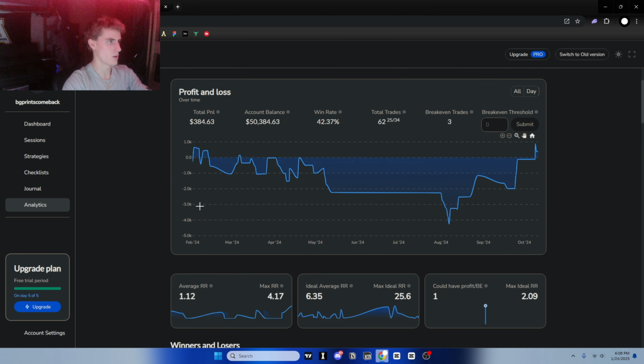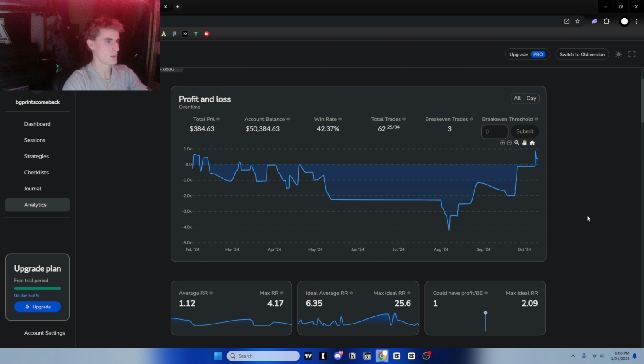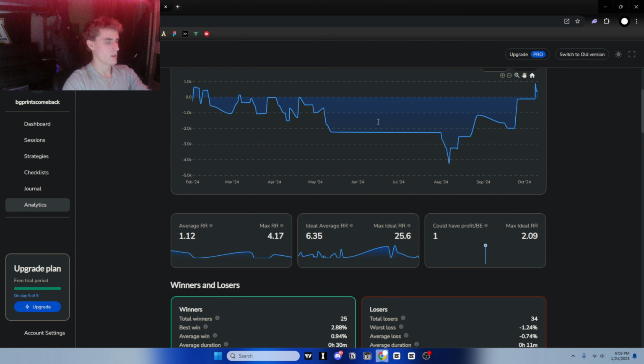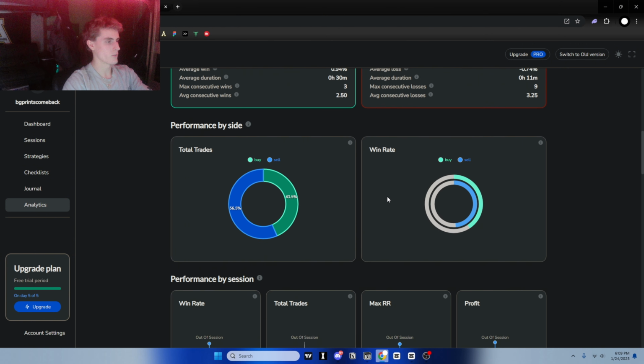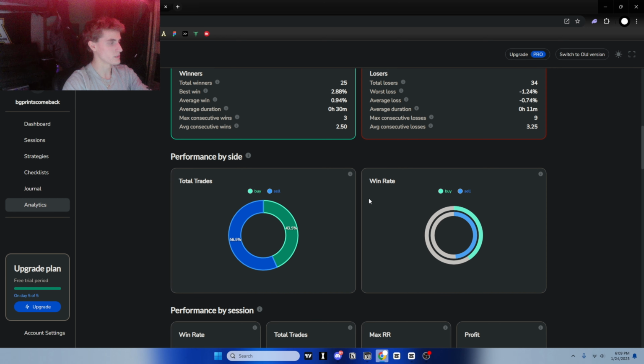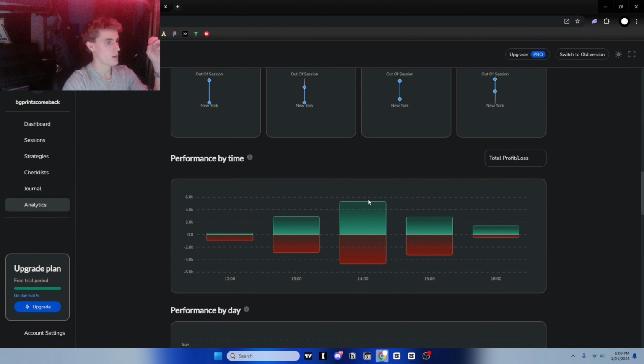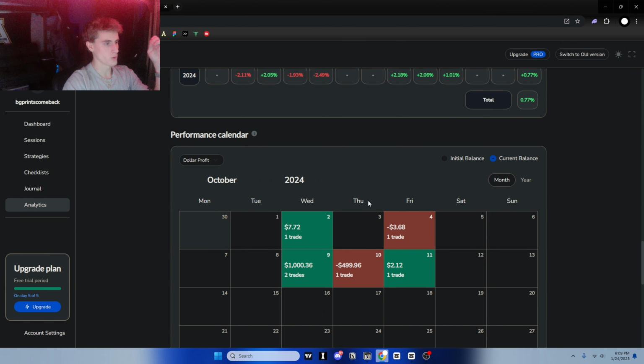I'm mainly focused on the RR. I'm mainly focused on the win rate and the total trades. But just this information itself is very insightful and helpful, bro.